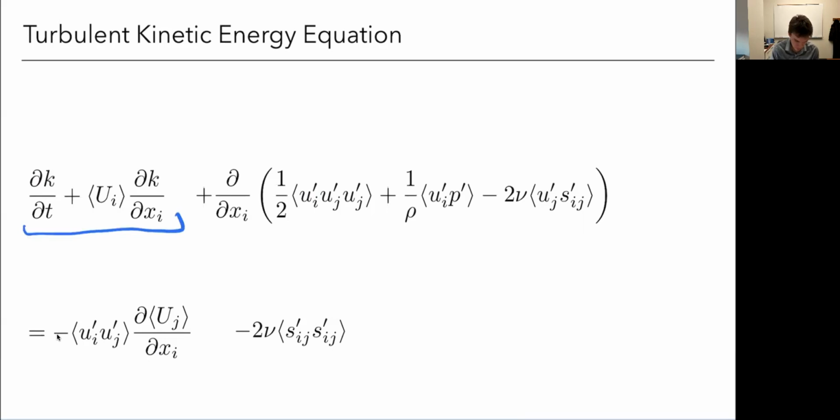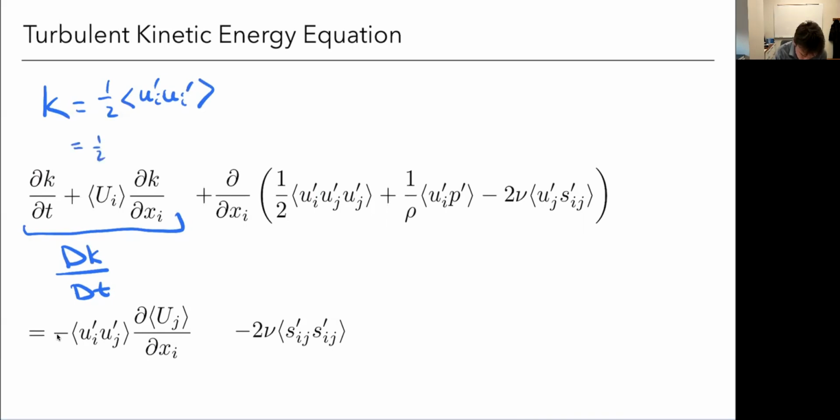In fact, it is, right? This is dk/dt. It's a total derivative. And K is the kinetic energy. Well, I can write it out like this, right? It's the trace, or it's 1/2 times the trace of that stress tensor.